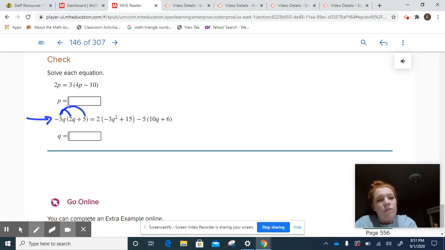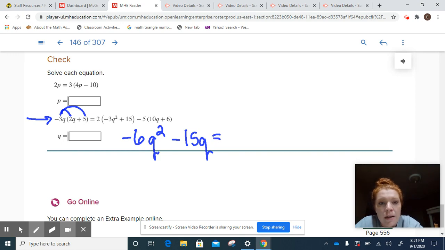So we have negative 3Q times 2Q. So that's negative 6. Q and Q make Q squared. We have negative 3Q and a 5, which makes negative 15Q. And that's the left side. Hopefully I have enough room for the right side.